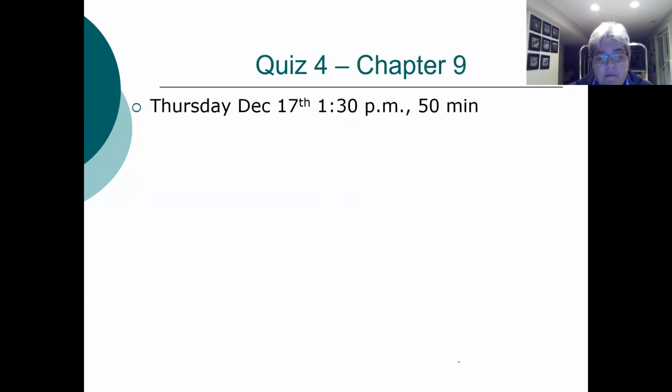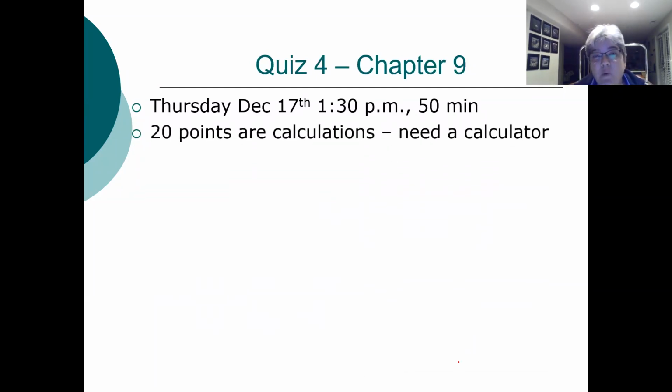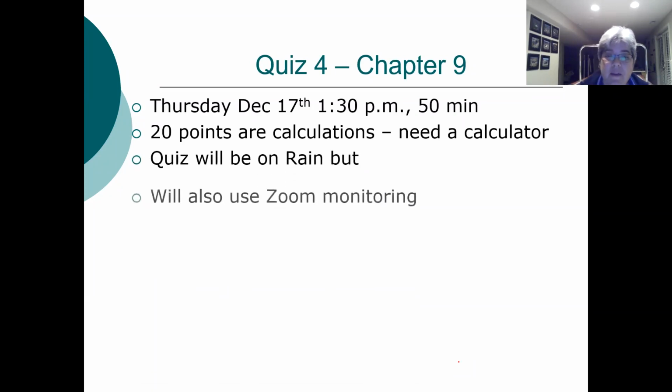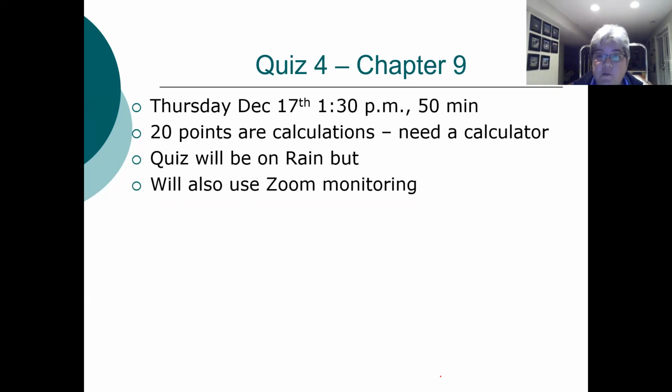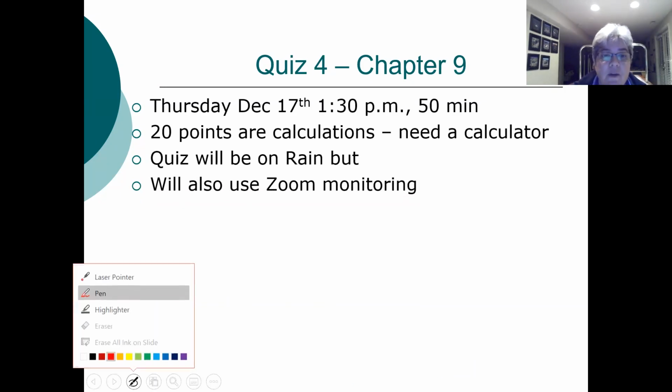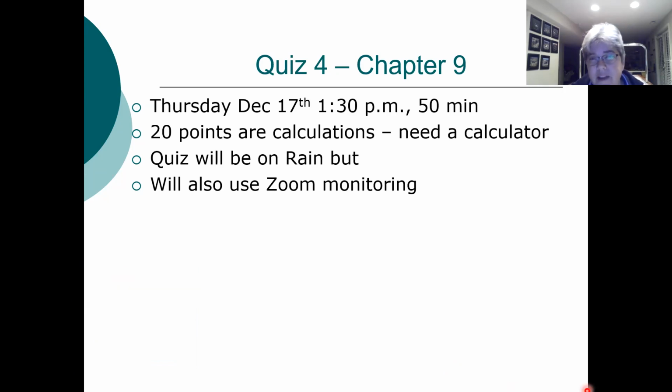All right, so we are going to have our last normal quiz next Thursday afternoon. And this one is going to be 20 points of calculations. Okay, so you do need to know how to do these calculations. And this quiz is going to be different than the other quizzes because we will have the quiz on RAIN, but we are going to use the Zoom monitoring. We need to make sure that you understand that because that's what we must do for the final exam. So we're going to actually do it on this quiz to make sure you're comfortable with it.